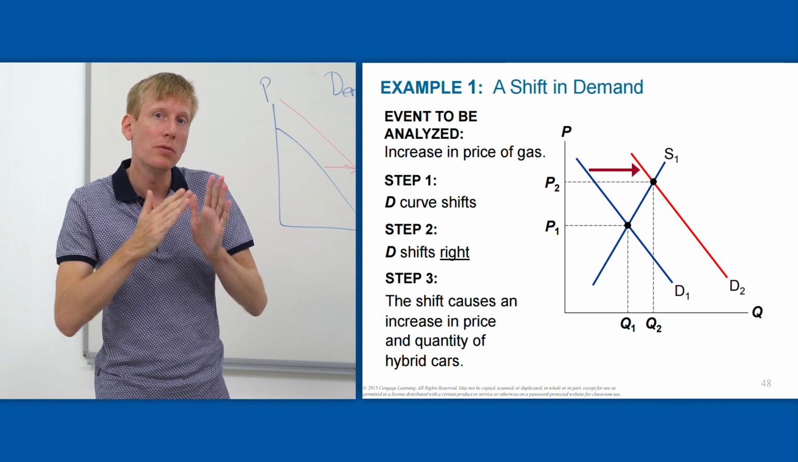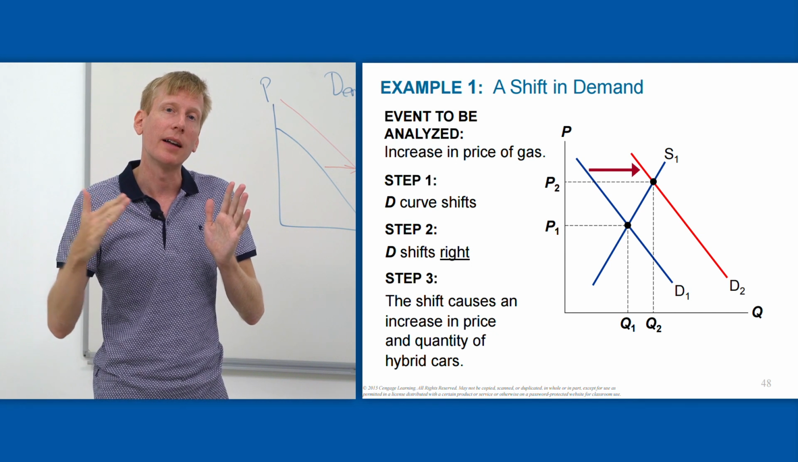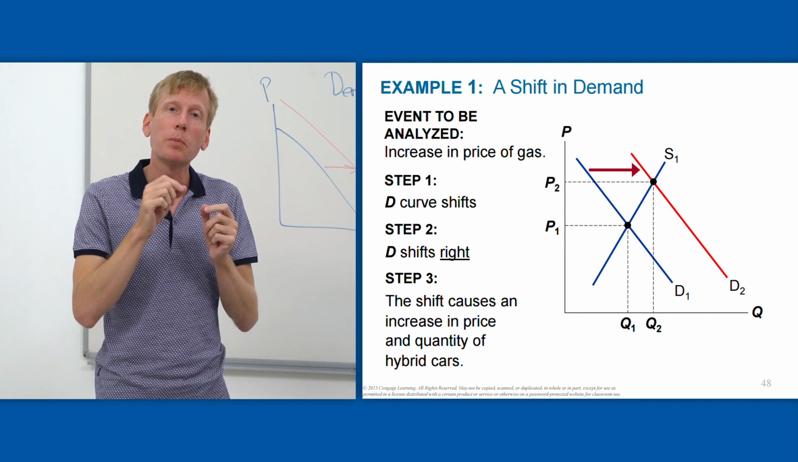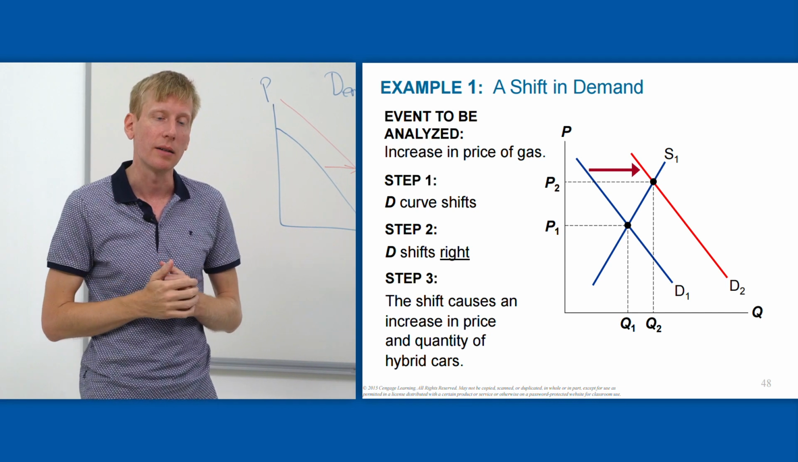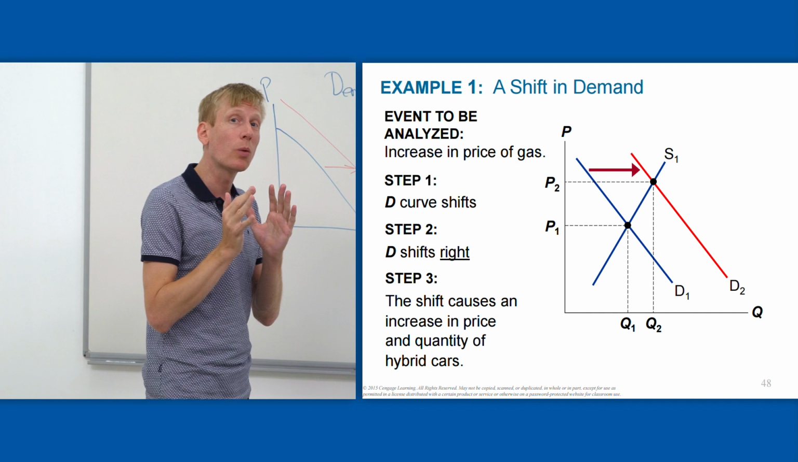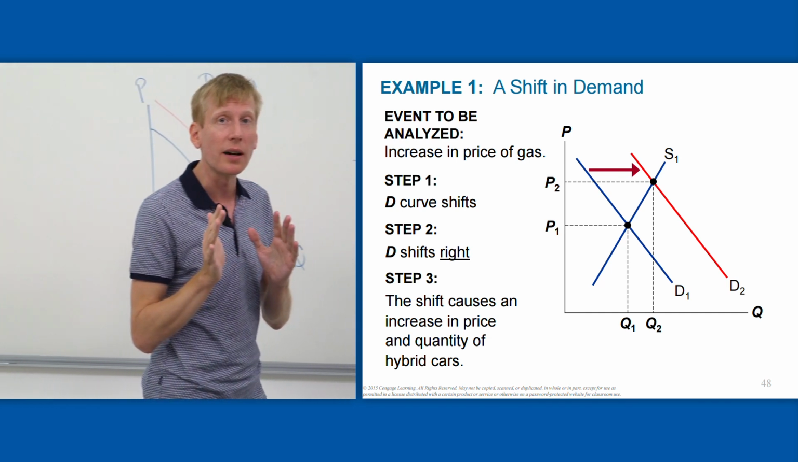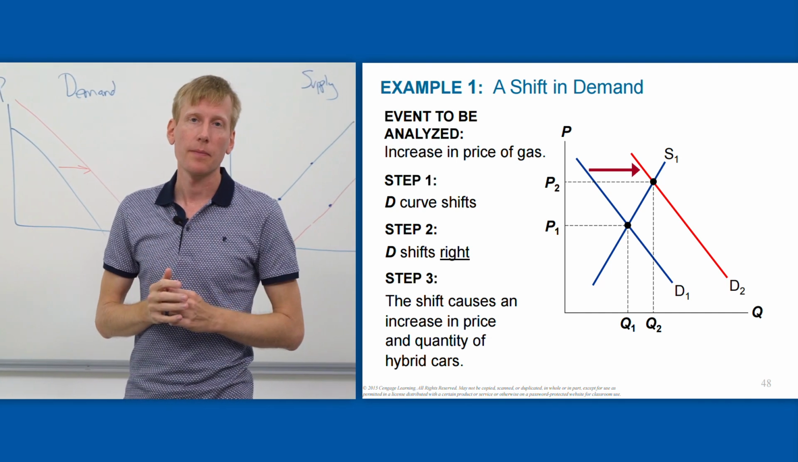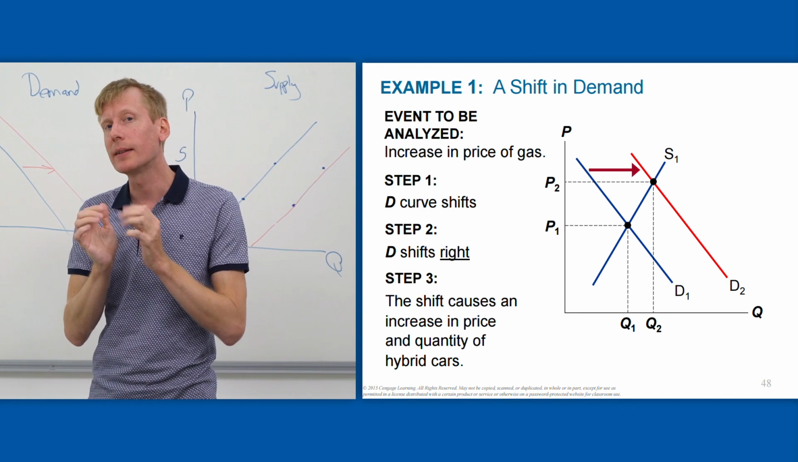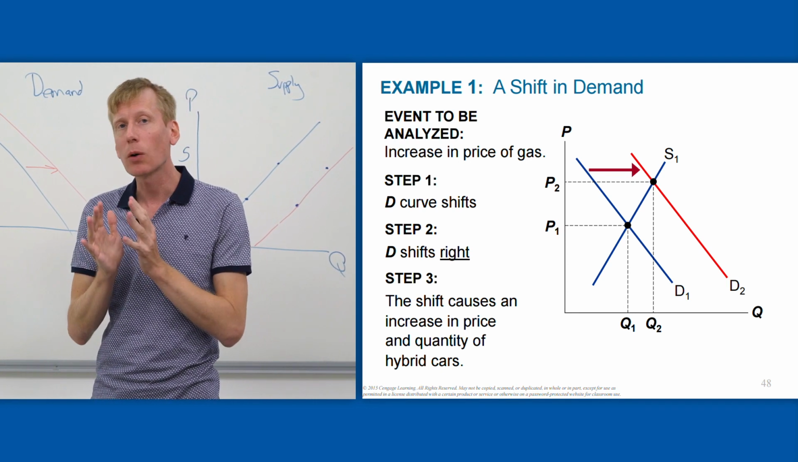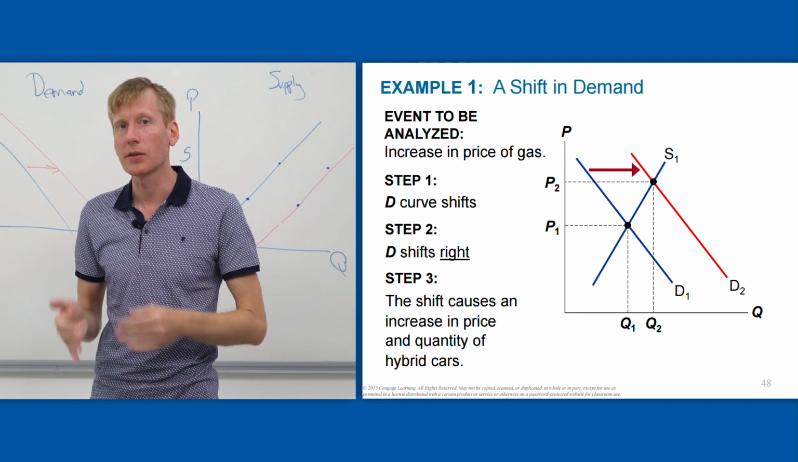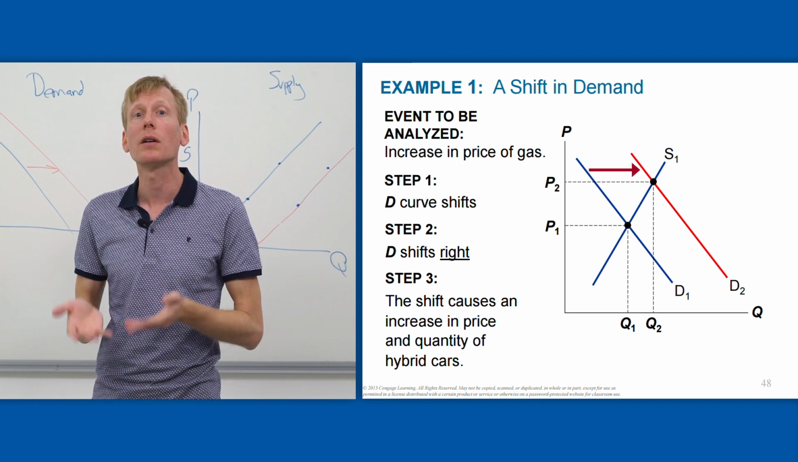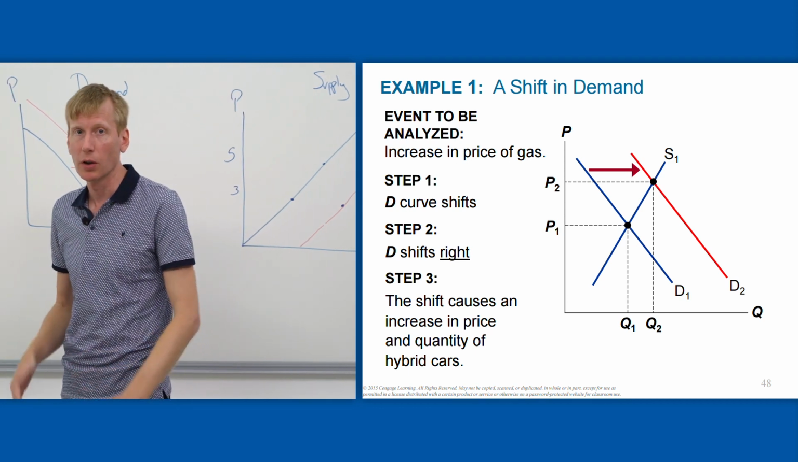As we draw that new shift out in demand for our hybrid cars, and then plot how our equilibrium moves along the original supply curve, we can see that our equilibrium price for hybrid cars is now higher. And our equilibrium quantity for hybrid cars is now also higher. So that increase in demand for the good causes the equilibrium price to go up, also causes the equilibrium quantity bought and sold to go up.